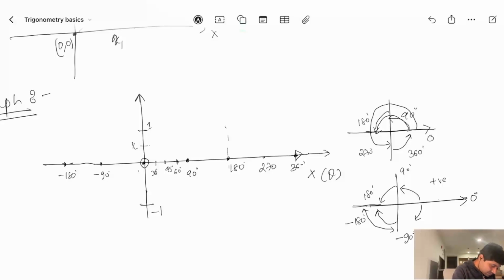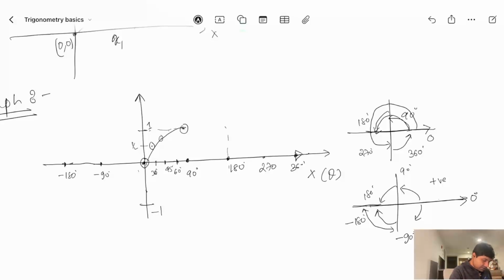So around 30 it can go to here, and then 45, we know sine 45 is 1 by square root of 2, so it is a little bit bigger here maybe, and then 60 is square root of 3 by 2, and then 90 will be almost here, so 1. So it comes like this.